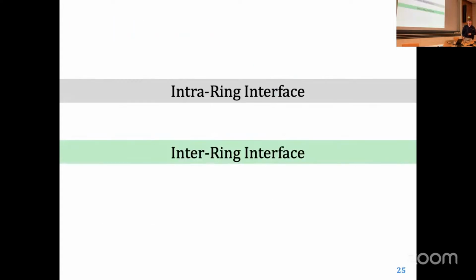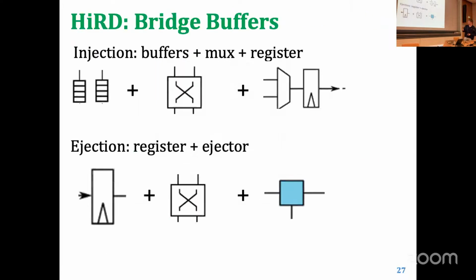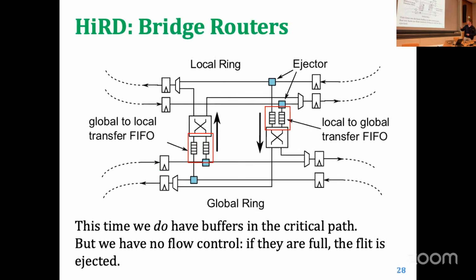For the inter-ring interface, we can see the baseline again, where we have buffers, and we are going to remove them. Here the mechanism is very similar. Now we have a new tool which is a crossbar, but we can see it as just a switch. So don't be scared of this. This is just the same thing that we've seen before, but now it's an inter-ring connection. We have two different rings. They are both bidirectional. This time we have buffers, and they are in the critical path. So this time they couldn't remove them.